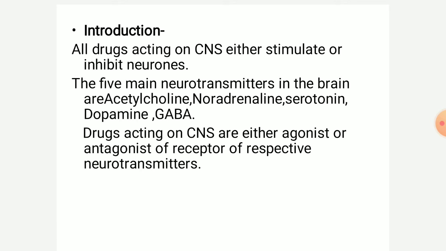So, five main neurotransmitters in the brain are acetylcholine, noradrenaline, serotonin, dopamine and GABA. The drugs acting on CNS are either agonists or antagonists of the receptors of the respective neurotransmitter. In the previous lecture I gave the definition of agonist and antagonist. Agonists are the drugs which show pharmacological action when acting on the respective receptor. But antagonists do not show pharmacological action, they block the receptor.